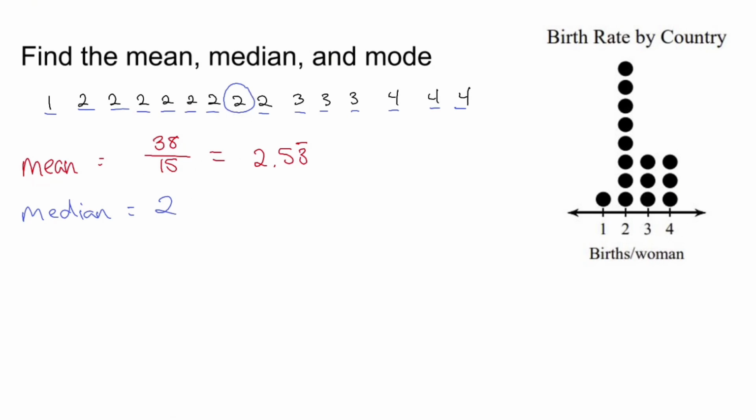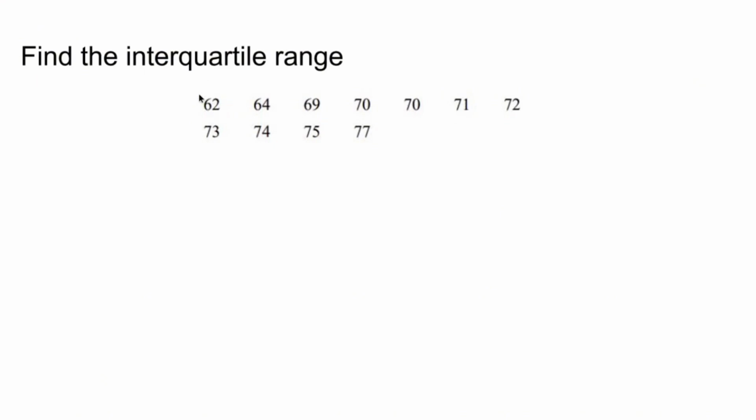My mode is going to be the number that's used most often, and it's very obvious what my mode is here. My mode is going to be 2 because I have a bunch of dots living above 2. But I can also see here that I have 8 2's, so that's also going to be my mode. So there you have it, mean, median, and mode. Fun stuff.